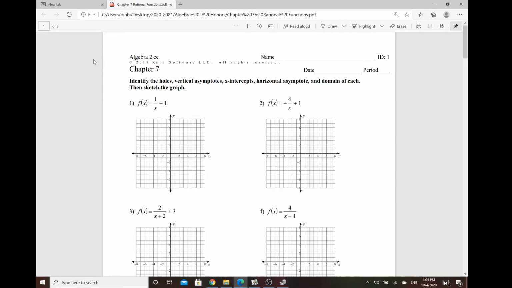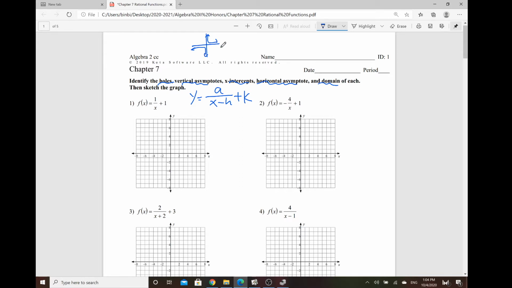Okay, so for number 2. Anytime we deal with rational functions, we not only want to find the hole, vertical asymptote, x-intercept, horizontal asymptote, and the domain, but you also need to look at the structure of the function. The structure of the rational function is always y equals a over x minus h plus k. And normally, the parent graph is always like this.